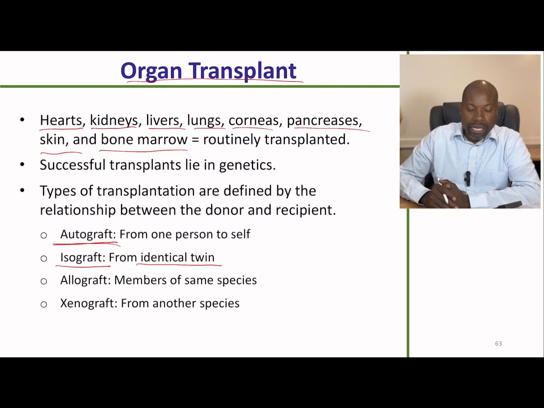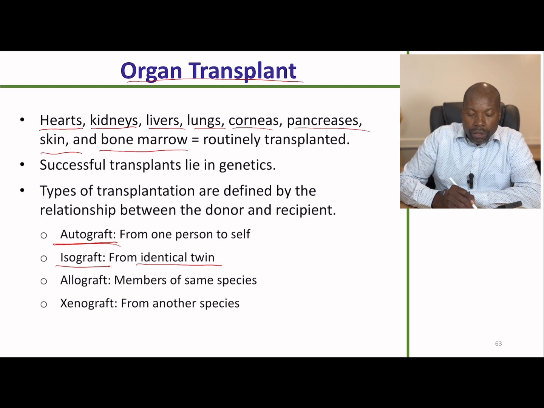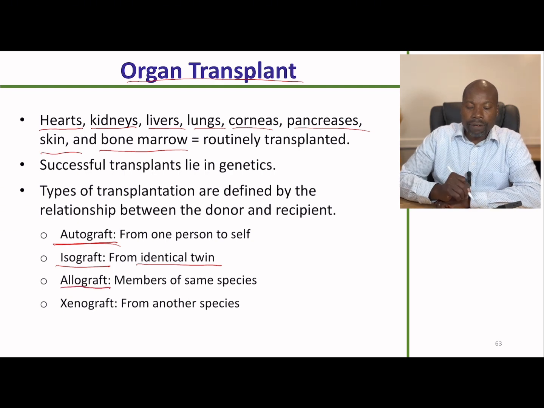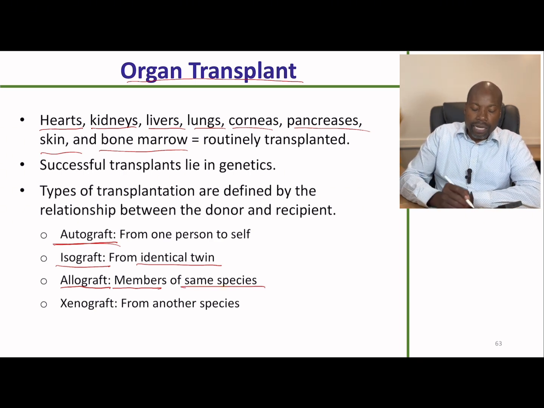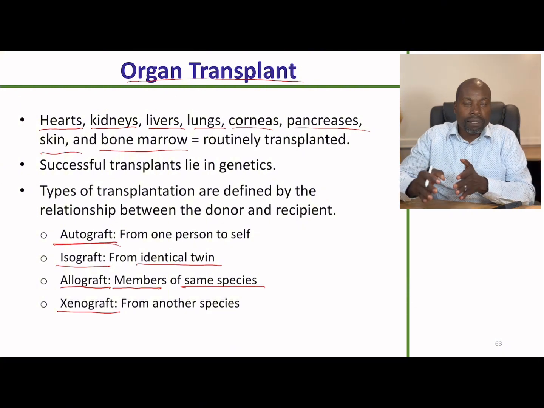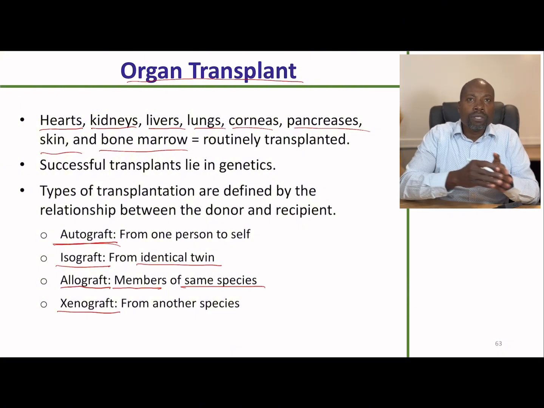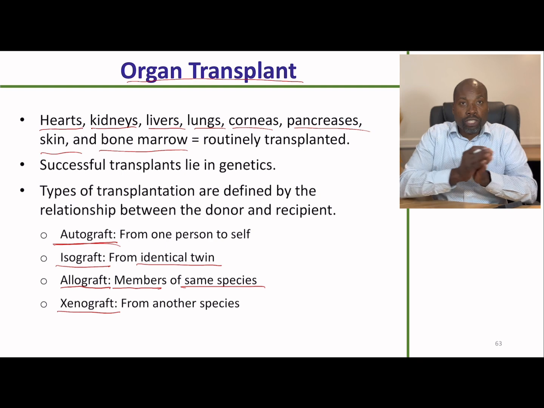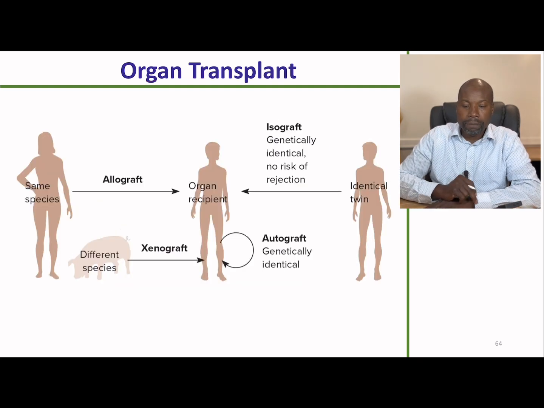We already mentioned that. So we're going to have allografts, and in allografts, we're going to have a member of one species that is going to give its organ or tissue to a member of the same species. However, in the case of xenograft, it's across species, right? For instance, from pig to human, from cow to human, from sheep to human, okay?